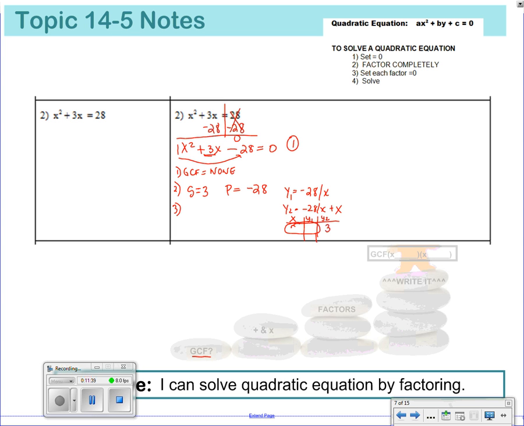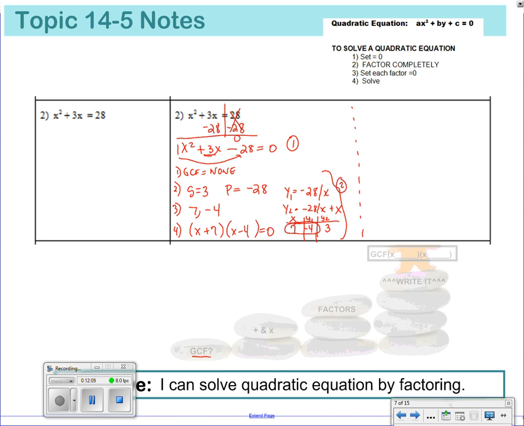Our numbers come out to be 7 and negative 4. So those are our factors, 7 and negative 4. The last thing we need to do is rewrite this trinomial in factored form. So we get x plus 7 and x minus 4. But now it is actually equal to 0. So now we have factored completely. All of this was my step 2.